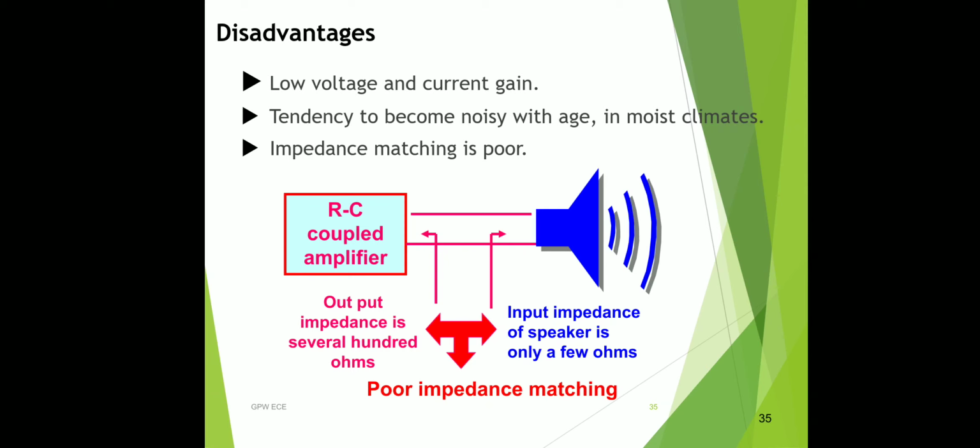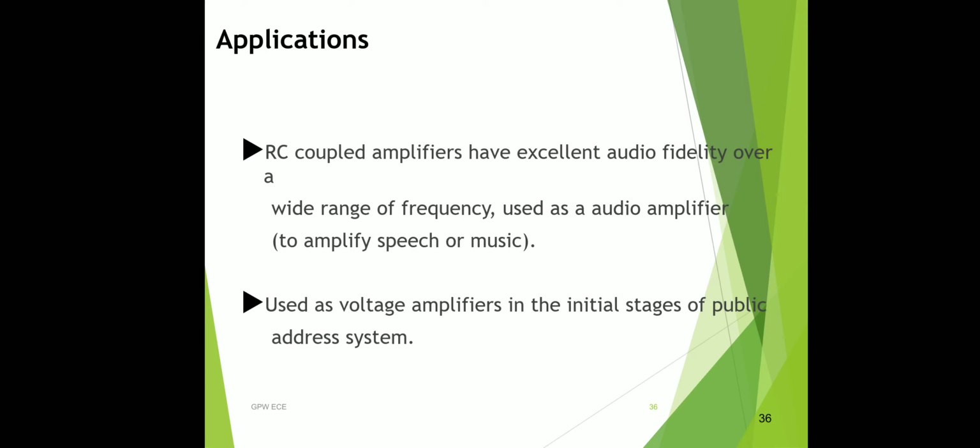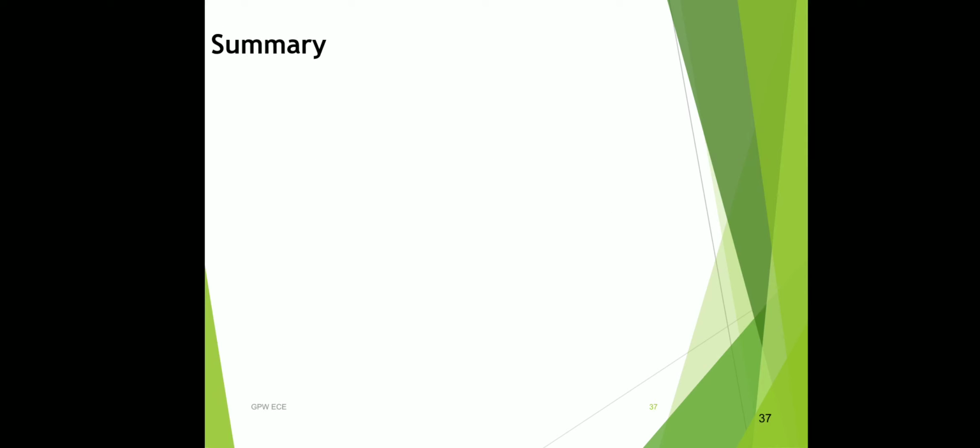Impedance matching is poor. Coming to the applications of the RC coupled amplifier, it has excellent audio fidelity for a wide range of frequency. So it can be used as an audio amplifier. The fidelity is high, and it is used as a voltage amplifier in the initial stages of public address systems.